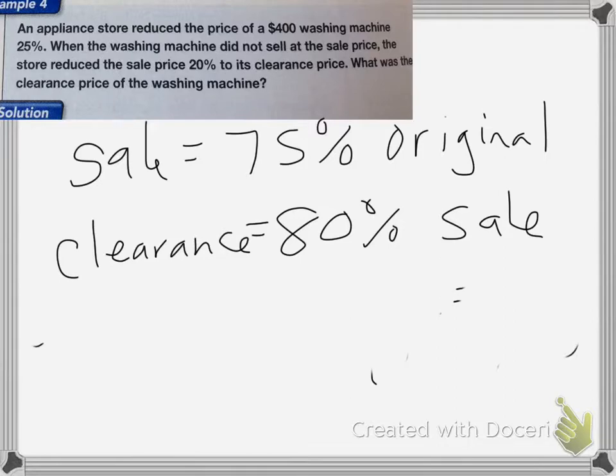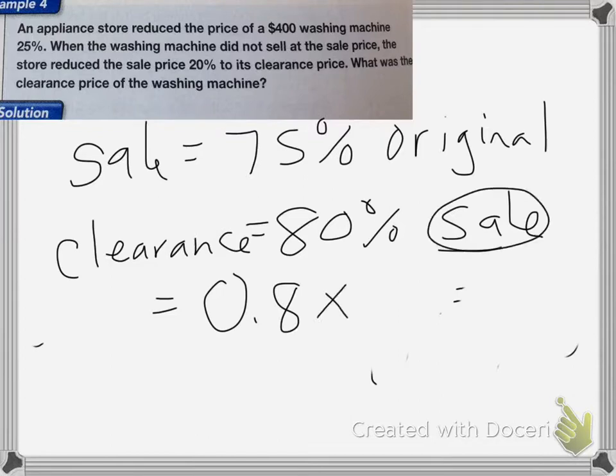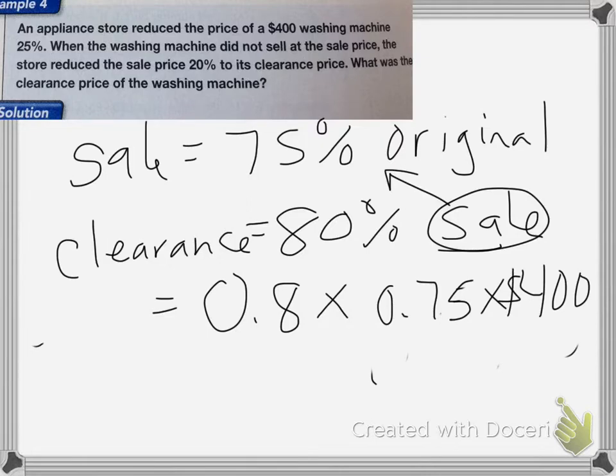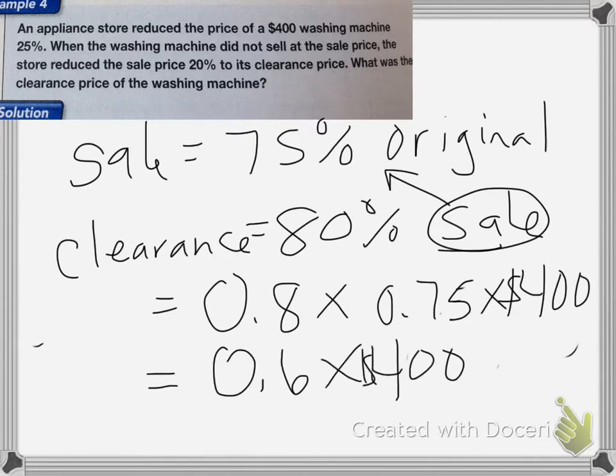So my clearance is going to equal 80%, which is 0.8, times my sale price, which was 75% of the original amount, which was $400. Okay? So if I multiplied that, I would get 0.8 times 0.75 is equal to 0.6 times $400, which still gets me that $240. Okay, and that's it for this lesson.